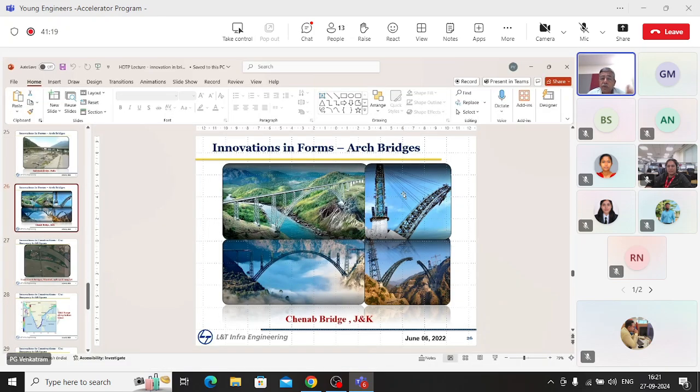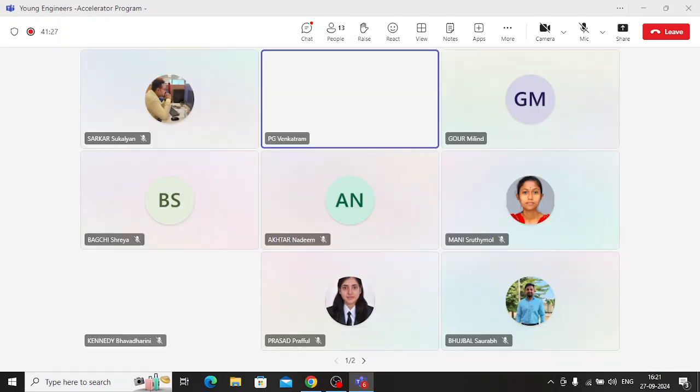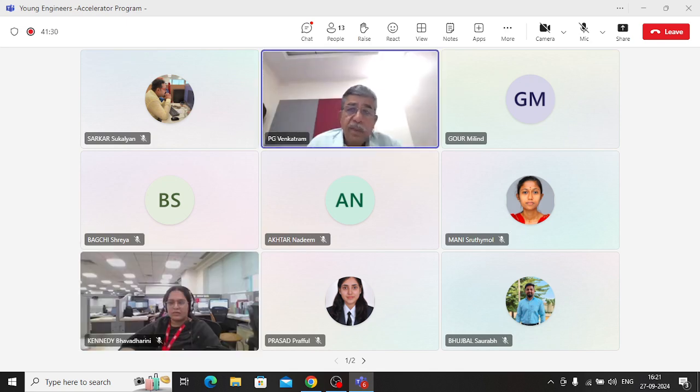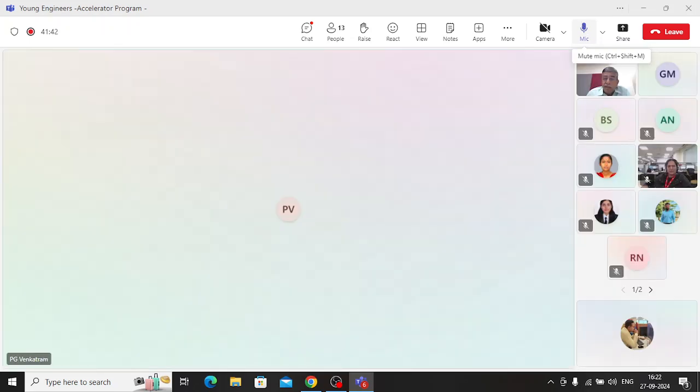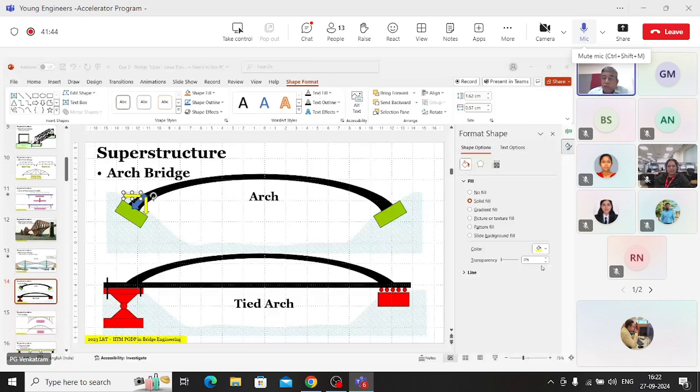Okay, I only wanted to tell you that arch construction requires a strong strata, and an example of this is there, right? So what happens if we don't have a strong founding strata? Do we stop building? Do we stop using bridges? We don't.